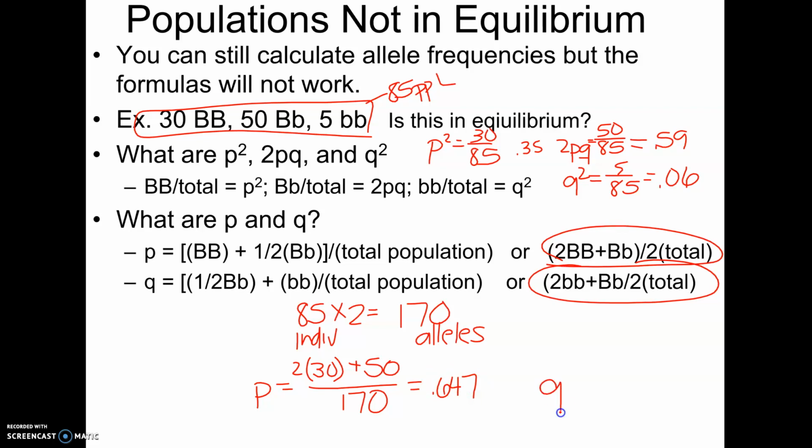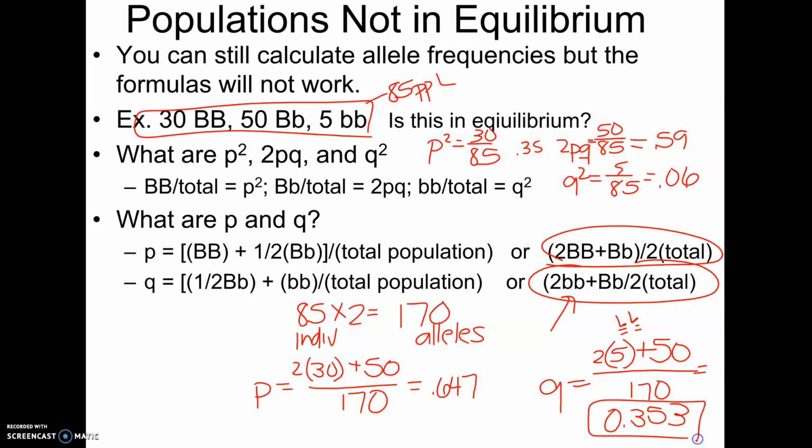And now Q, I'm going to do it again using the long formula, since they're telling me in this question that they don't know that this is in Hardy-Weinberg equilibrium, and we're sort of testing that. So for every little b, there's 5 little b's. Multiply that times 2, because each of them is carrying 2 copies of that letter, plus the 50 heterozygous all have 1 copy. And I'm going to get a Q that's equal to 0.353. So this is P and Q.